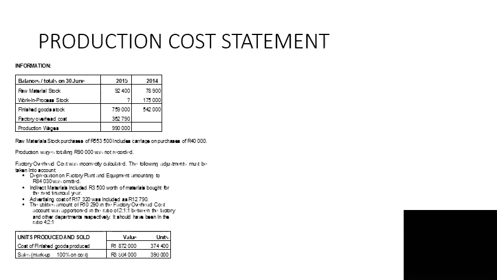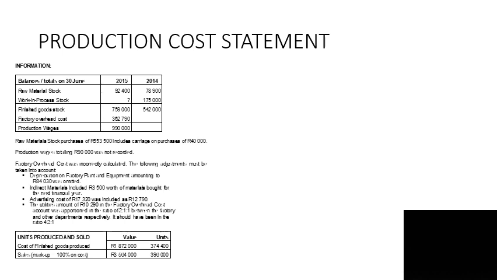So we must check now the difference. The correct amount minus what was already included will give us the difference, which we might either add or subtract. Then the last information, units produced and sold. We have value and units.